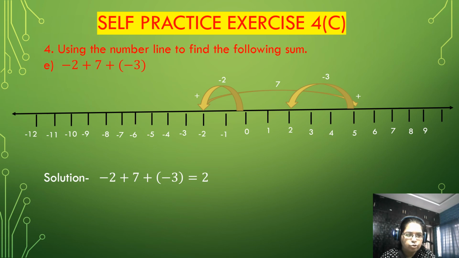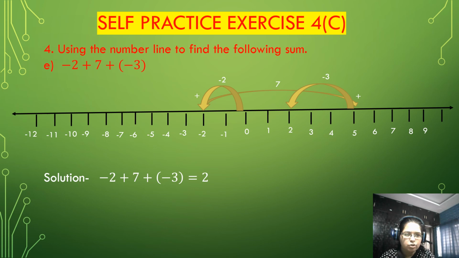Now E, -2 plus 7 plus -3. -2 is a negative integer, so starting from 0 the number goes to the left-hand side with 2 places, 0 to -1, -1 to -2, and the distance from 0 to -2 is -2. So -2 plus then 7.